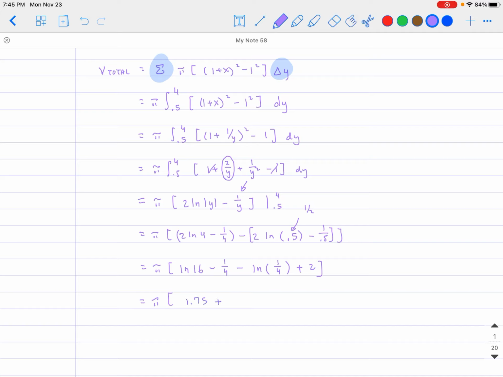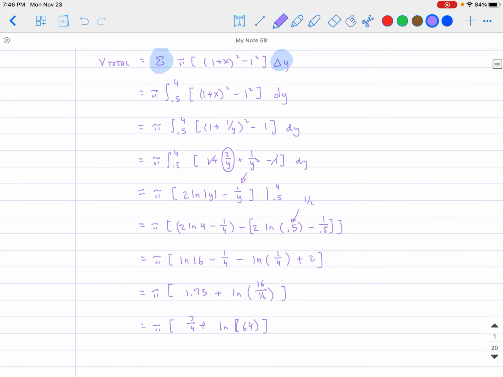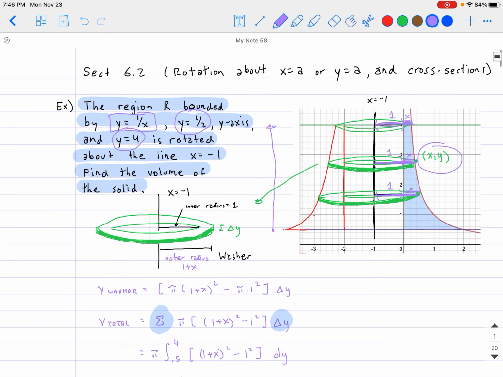And then we have plus ln of, now these two combined together, that's going to be 16 divided by 1/4 because of the property of logarithms. So my final answer is going to be 1.75, which you can write as 7 over 4, plus ln of 16 over 1/4, which is equal to 64. All right, so that is the volume of that volcano that we just found.